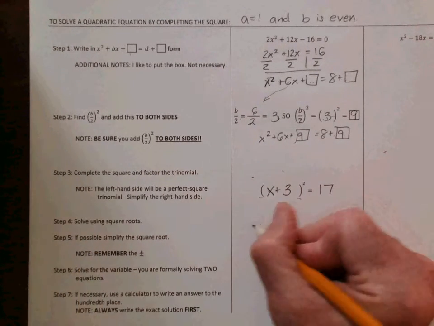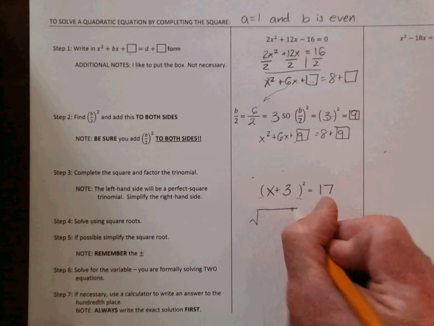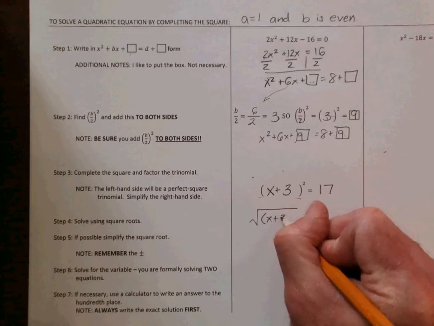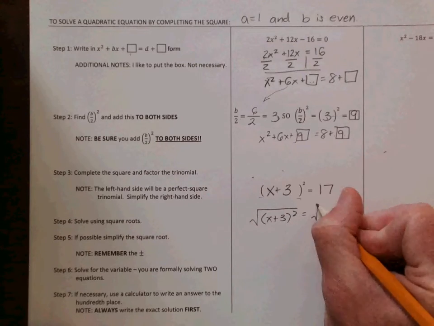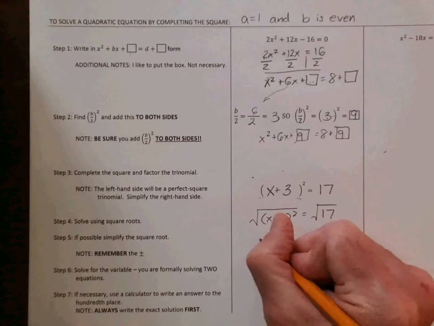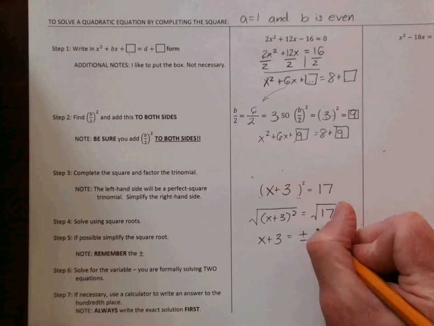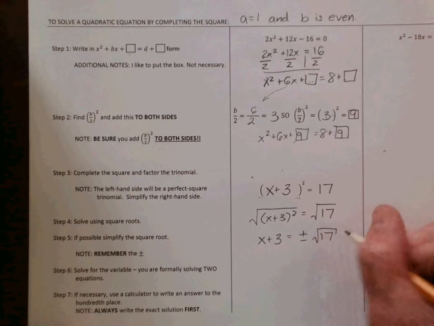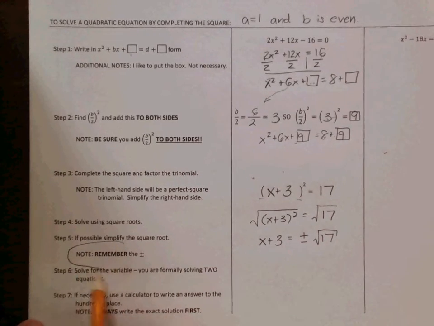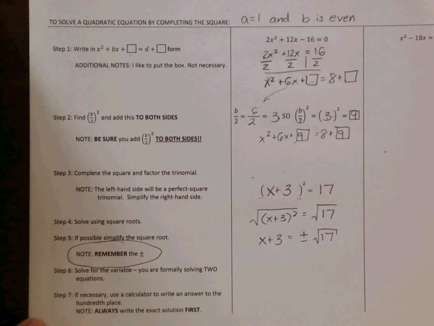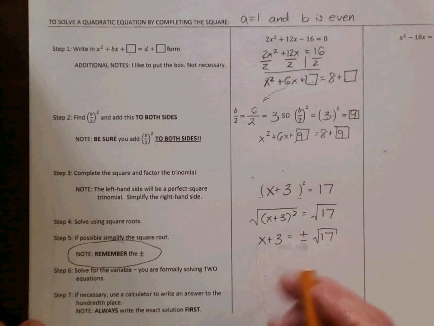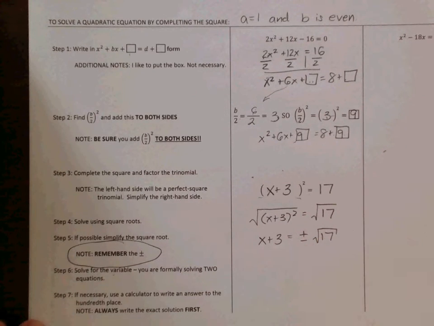So I'm going to take the square root of both sides. X plus 3 quantity squared equals the square root of 17. And I will get x plus 3 equals plus or minus the square root of 17. Remember the plus or minus, because there are going to be two solutions here. And now I'm going to solve for the variable x. So in this case, I'm going to subtract 3 from both sides.